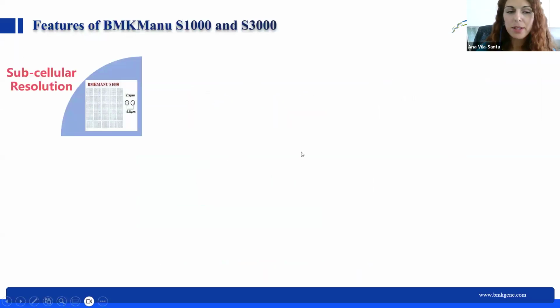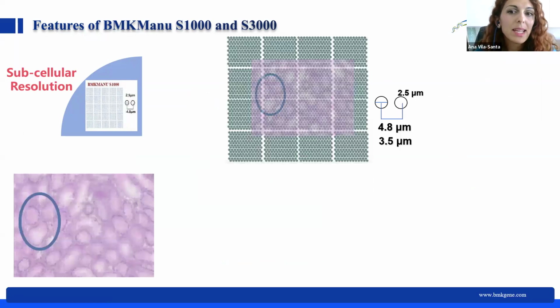So let's dig in a bit onto the features of this technology and how it impacts the experiments that are then carried out. The first one, which I think is extremely relevant, is the fact that its resolution is subcellular. What does that mean? It means since the distance between the spots is either 5 micrometers or 3.5, that distance is much smaller than the size of a cell. So we're talking about plant or mammalian cells that can be between 10 to 100 micrometers.